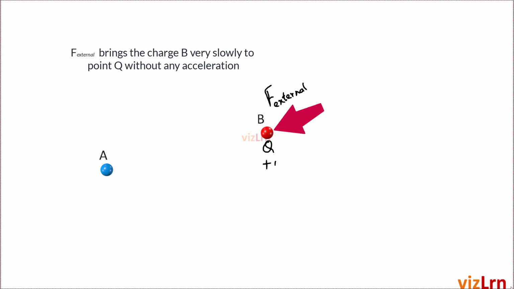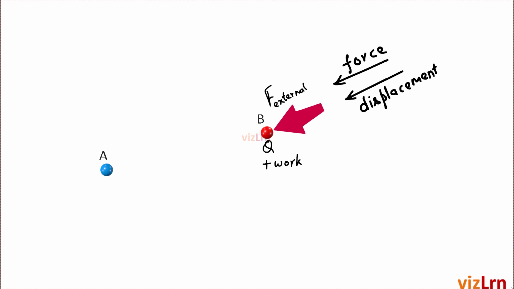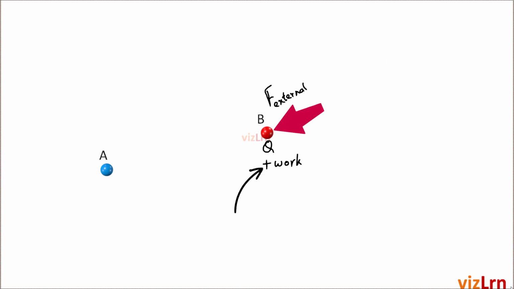Now I would have done positive work on charge B, because my force direction and the displacement of the charge B are both in the same direction. So whatever positive work I do on the charge will then get stored as the potential energy of the charge B at point Q, and let's say that is Y joule.